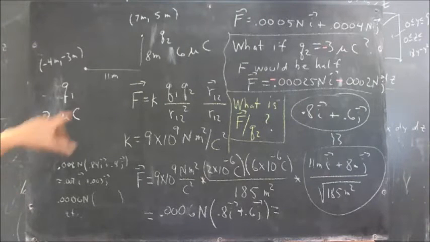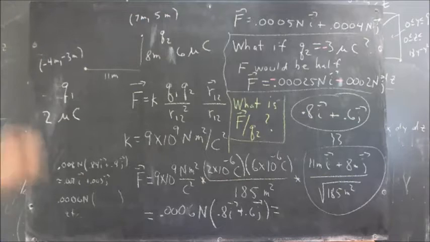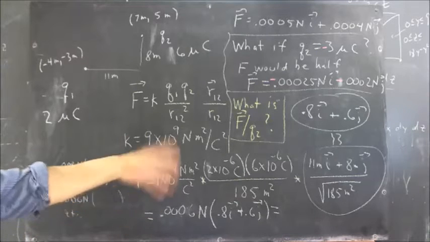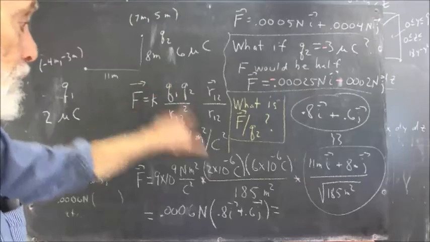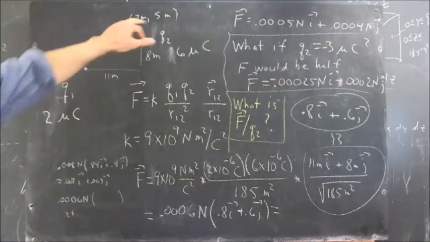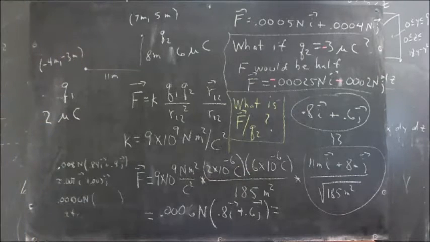Okay, we have charge Q1 at the given point, Q2 at the given point. We calculate the Coulomb's law of force. Okay, so, well, we calculate it. It's very straightforward. We plug 2 microcoulombs in for Q1, that goes here. We plug 6 microcoulombs in for Q2, that goes here.